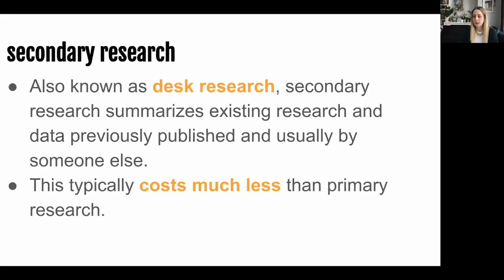The next thing we'll cover here is secondary research. So this is known as desk research, and secondary research summarizes existing research and data previously published and usually by someone else. So this typically costs much less money than primary research. And money does also equal time. So it costs less in terms of your time as well. Collection methods of secondary research is basically a lot of Googling.